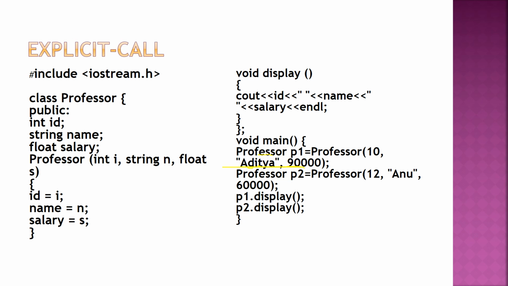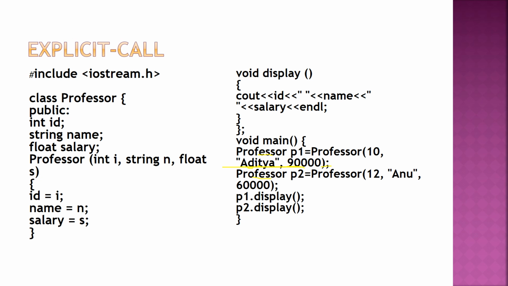The first value I'm going to pass is an int, that is 10. The second value is Aditya. It is a string, so I have enclosed it in double quotes, followed by a comma, and the third value is for salary. I have given 90,000. Now in this example, you can clearly understand where we have declared the explicit call for an object.